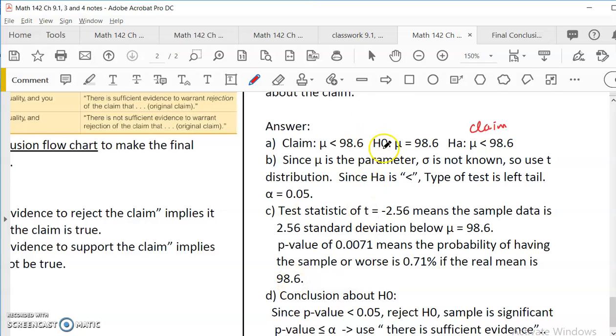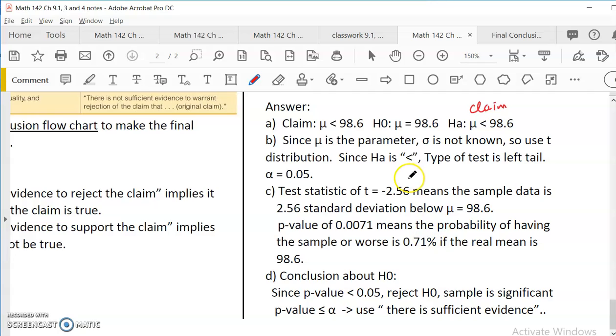That means all this is based on H0 being true. If H0 is true, I would have what I see. Do you see that this is quite rare? Now, you observe the sample because your assumption maybe is wrong, right? So the conclusion about H0: since the p-value of 0.0072 is less than 0.05, we say that it is a rare event, so we reject H0 based on the rare event rule, and we say that the sample is significant. Because the p-value is less than alpha, we say there is sufficient evidence.